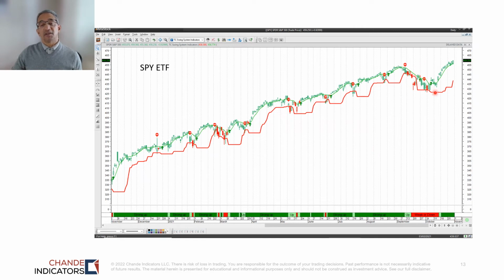So for example, we had the weakness here, we have one losing trade, another good entry, a nice rebound, and you can follow along to see that this buying strength after weakness worked quite well during this time period.